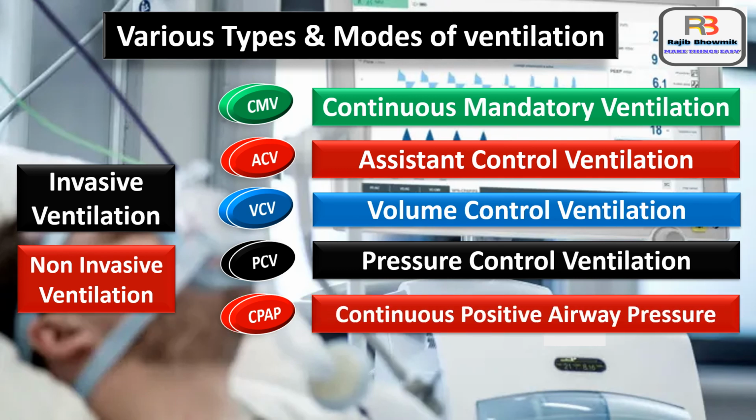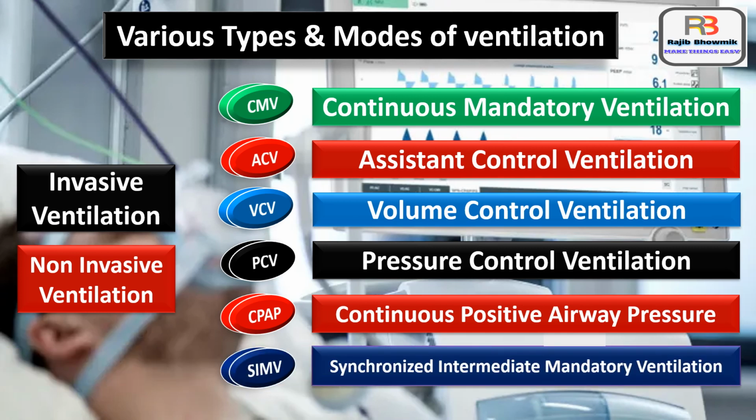CPAP, that is continuous positive airway pressure, which applies a mild air pressure on a continuous basis into the patient's lungs. SIMV, that is synchronized intermittent mandatory ventilation. It is a very important and effective mode. The ventilator will deliver a set number of breaths with a set volume, but if the patient starts breathing himself in between, then the machine will not interrupt. So these are the various types and modes of ventilation.